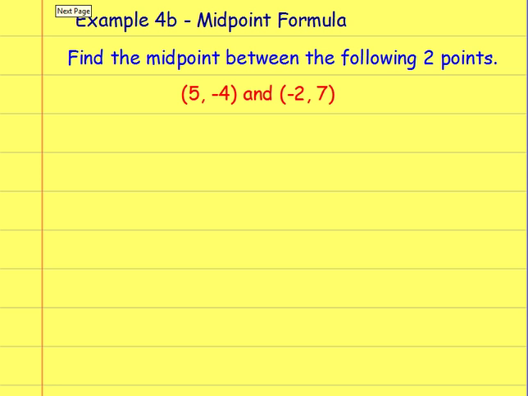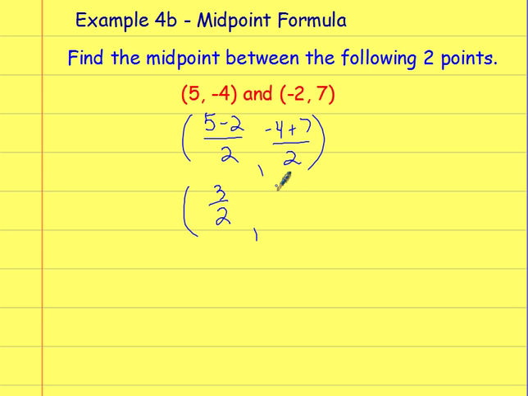Just try this one on your own. All right, so help me out here. Plug it in. What is it going to be? So 5, now it's plus a negative 2. But when you're adding a negative, it's the same thing as just what? Just subtraction. So 5 minus 2 over 2. And the other one? Negative 4 plus 7 over 2. And now, guys, simplify. 5 minus 2 is? 3 over 2. Negative 4 plus 7 is? 3 over 2. Now, is this an acceptable answer? Yeah. You can leave it as a fraction, as an improper fraction.